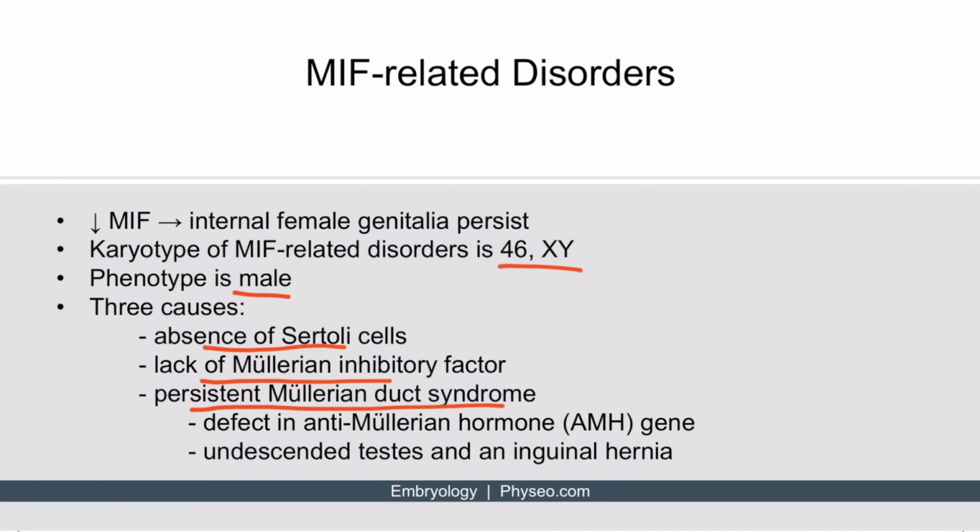syndrome. A super rare but high-yield disorder to focus on is persistent Müllerian duct syndrome. This is due to a defect in the anti-Müllerian hormone gene and predictably results in persistence of female internal genitalia. However, it also commonly presents with undescended testes and an inguinal hernia. So if you see this triad, undescended testes, an inguinal hernia, and the presence of internal female genitalia, you're dealing with persistent Müllerian duct syndrome.